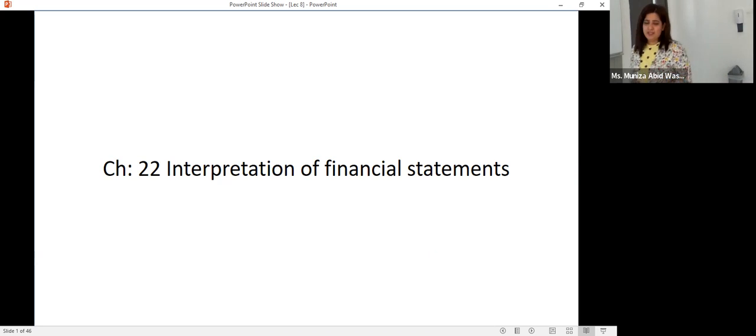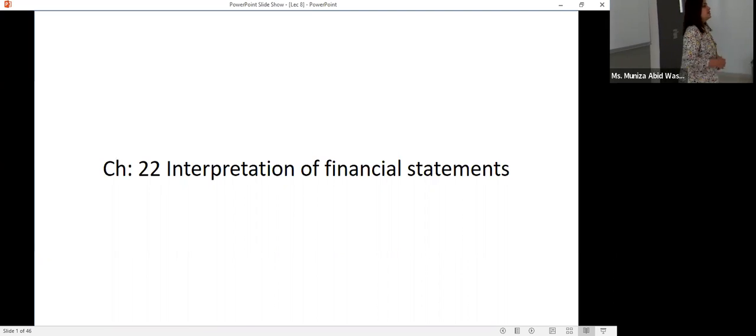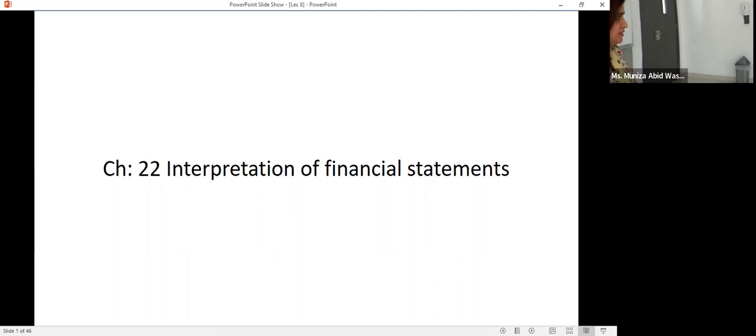Okay, now students, today the topic which we are going to start is an interesting one. It is the last chapter of our book, chapter number 22, which is regarding interpretation of the financial statements. In this particular chapter, we are not going to study any kind of international accounting standards, not any kind of international financial reporting standards as well. This is just about the interpretation of the financial statements.